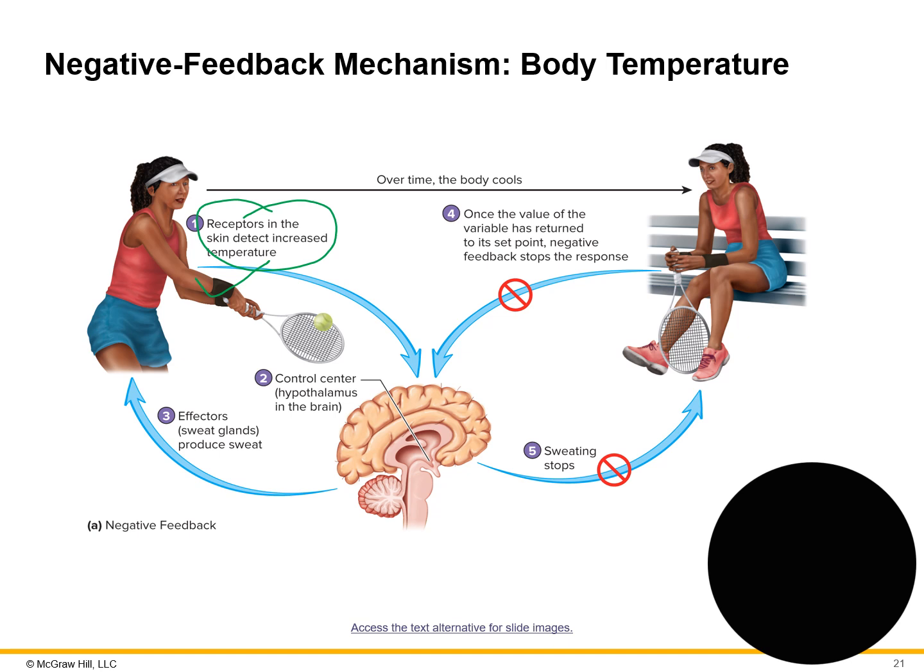Then the brain, acting as a control center, triggers effectors like the sweat glands. Sweat glands are throughout your skin. So it triggers the sweat glands to cool the body down, returning the temperature to its normal set point. This process maintains homeostasis by preventing overheating.